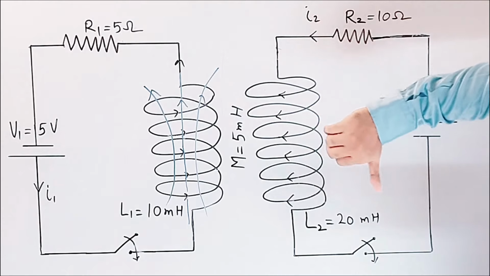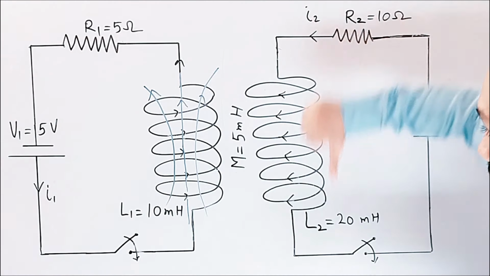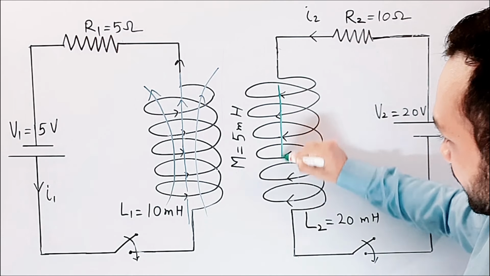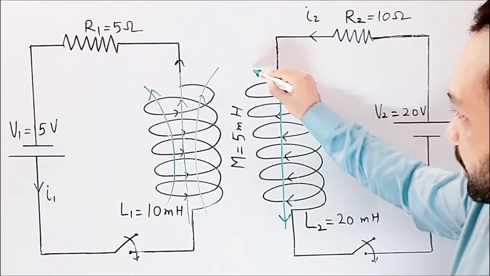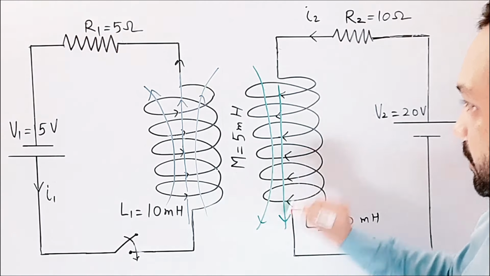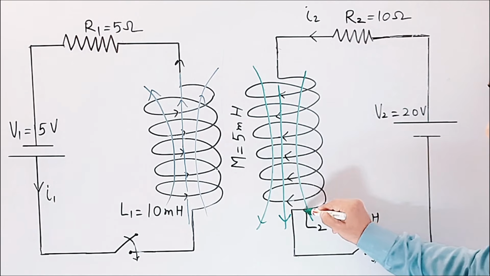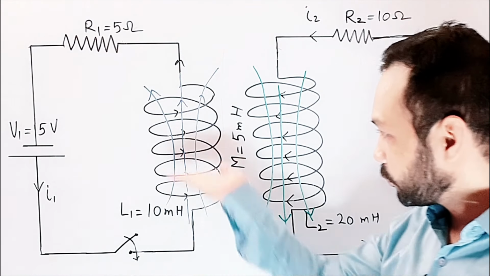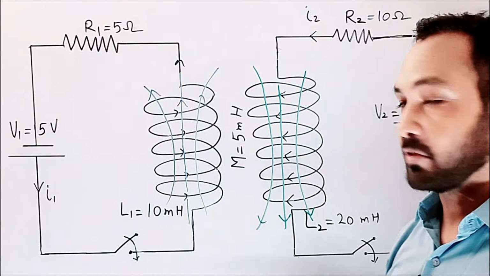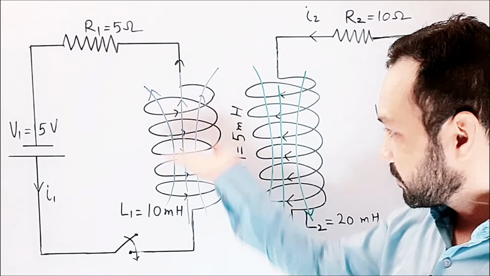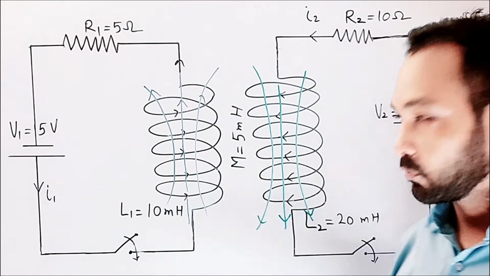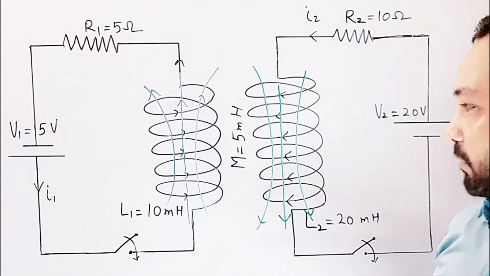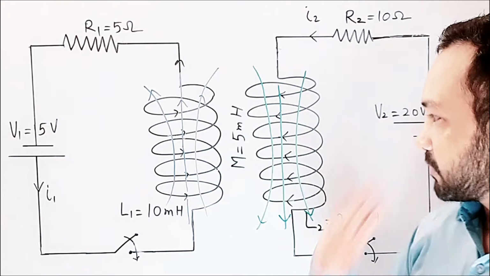And the same way here, because of this current going this way, if I curl the right hand fingers in the direction of current, the thumb is coming downward. So the magnetic field here is along the axis like this. This current is increasing, so this magnetic field is increasing. So the flux is increasing. The increased flux will induce an EMF.